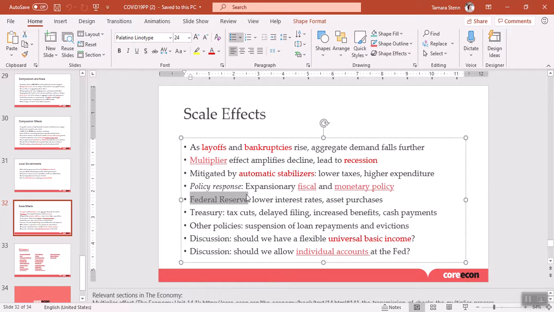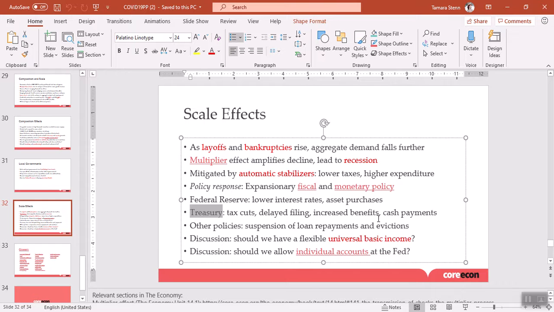Okay, so those are some tools that the Fed has. The Treasury is who prints the money. They can have tax cuts, delayed filing, increased benefits, and cash payments. Tax cuts means that people get to keep more of their money in their pocket.